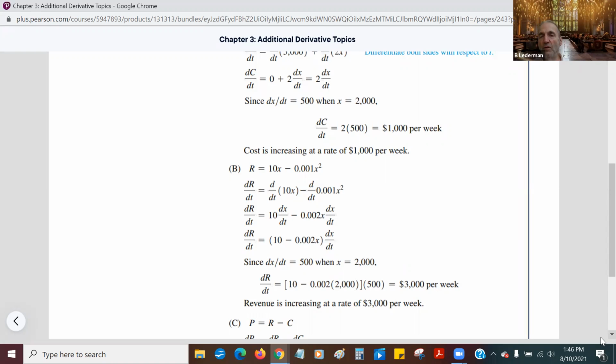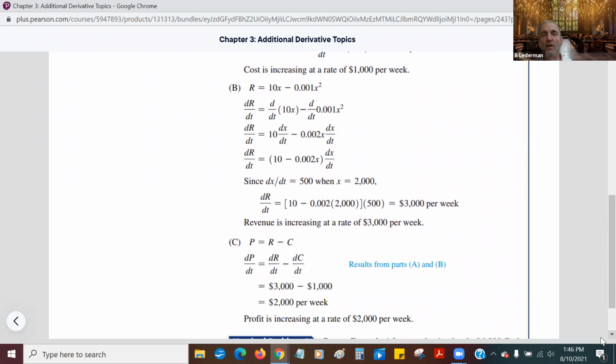And now the rest is super simple. It's just a question of subtracting. Profit is revenue minus cost, so it's just 3,000 minus 1,000. The last question is actually the easiest question. It's just straight subtraction. 3,000 minus 1,000 is 2,000, and the profit is increasing at a rate of $2,000 per week. So in this situation, even though your cost is increasing, your profit is increasing too. That's a good thing.